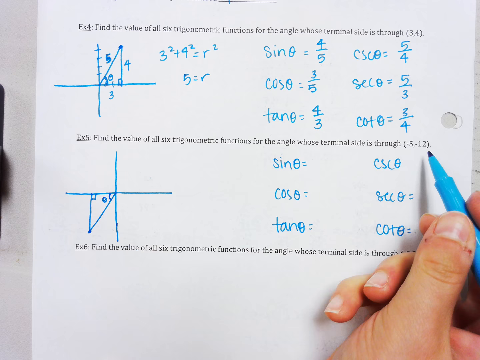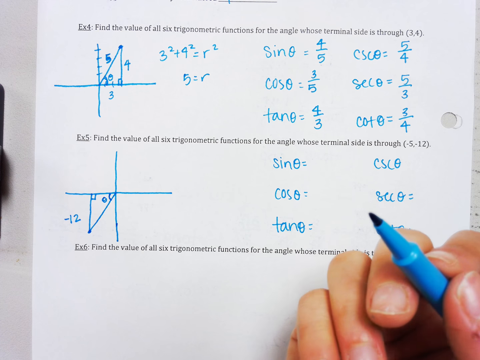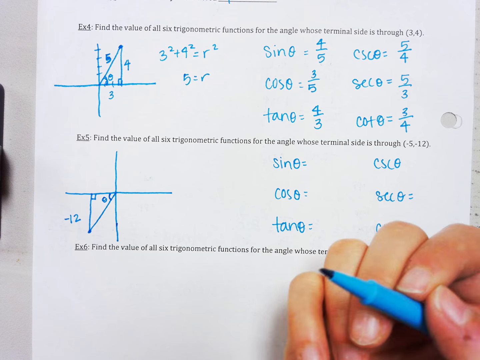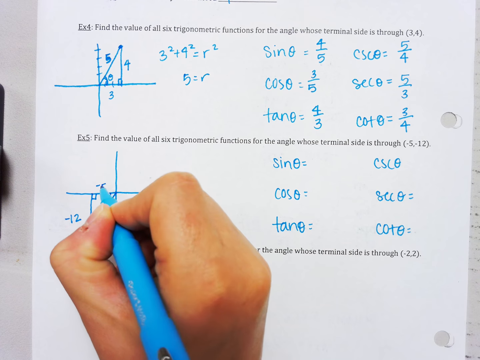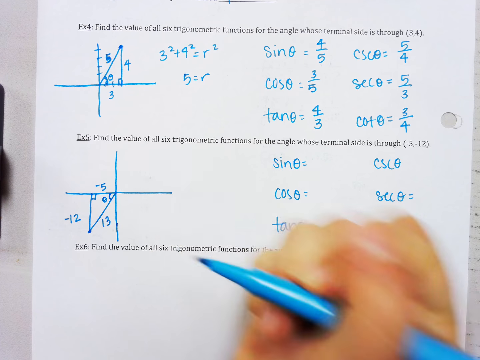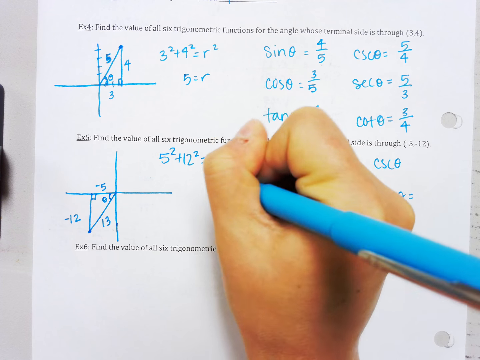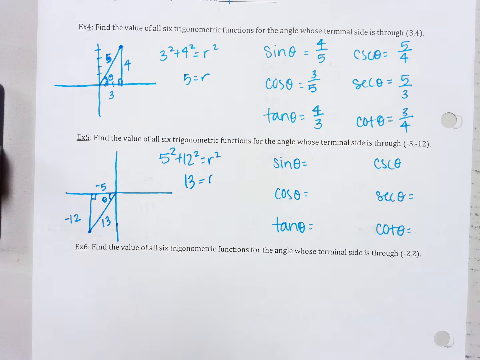Our y-coordinate is going to be -12. Again, it's direction dependent, and since I'm in our third quadrant, both these values are negative. My x value is going to be -5 along my x-axis. And this is a 5, 12, 13 triangle, or you could use the Pythagorean theorem to solve for your r value, which should be 13.